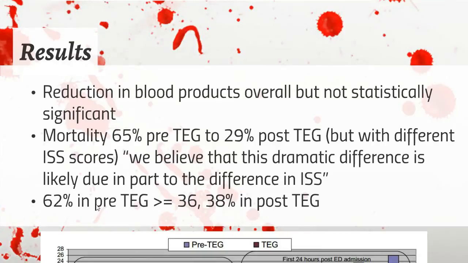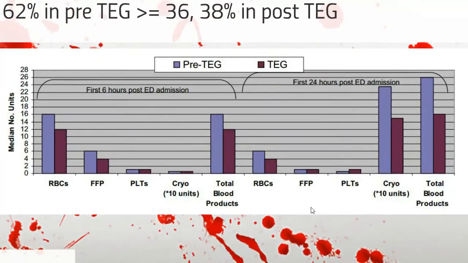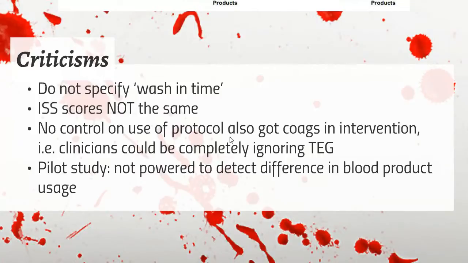And please do note that 2/3 of the pre-TEG patients were severely injured. That's an injury severity score of 36. Only 1/3 of the post-TEG patients were that severely injured. So that alone could explain the difference in mortality. This is just to show you that in the bluish color here and the maroon color, that's before and after TEG. You can see a drop in the blood product usage.